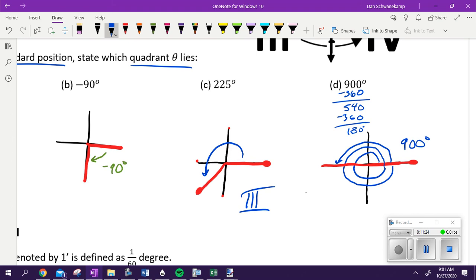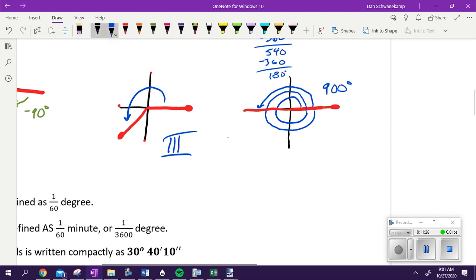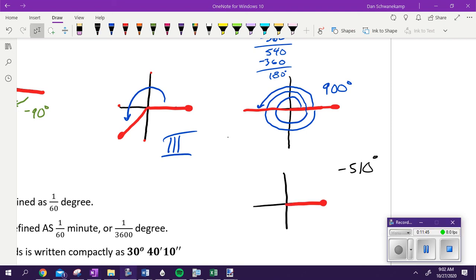Obviously, we're not in any quadrants, so we aren't going to put anything. Just show me real quick. Do one more. Let's graph negative 510. Graph negative 510. Show me with your fingers. Which quadrant are we going to end up in if we're doing negative 510? Negative 510. We're getting a lot of 3s.